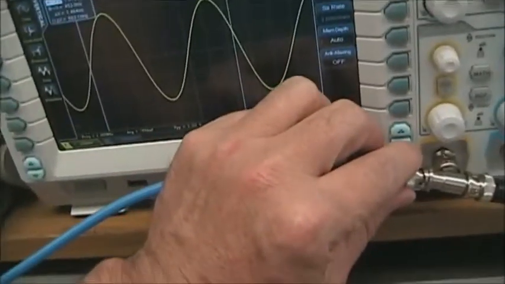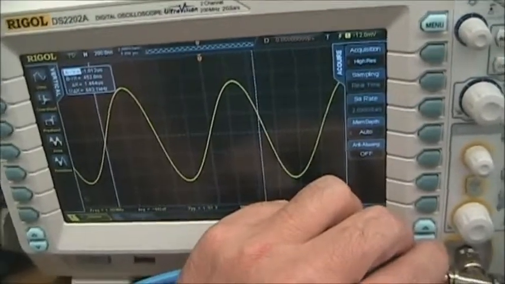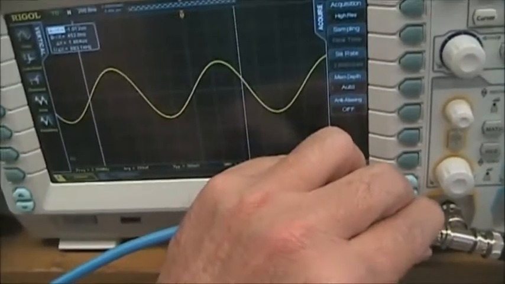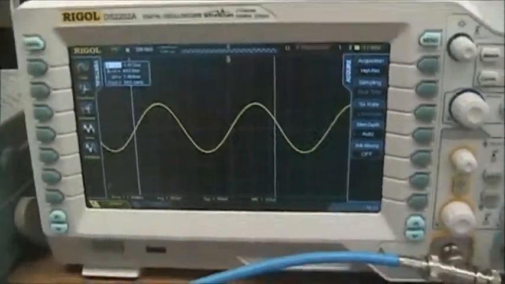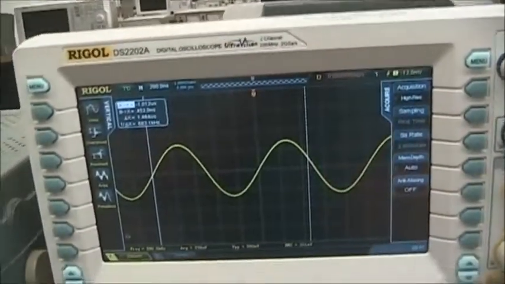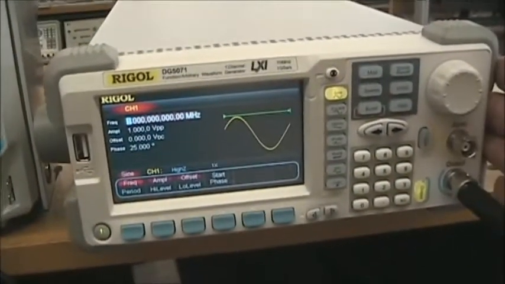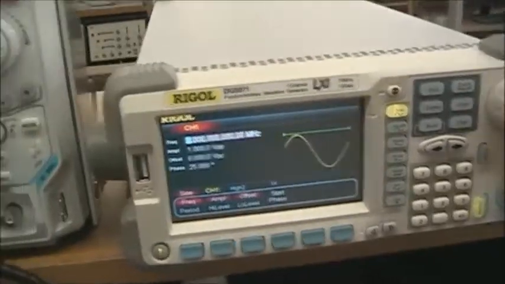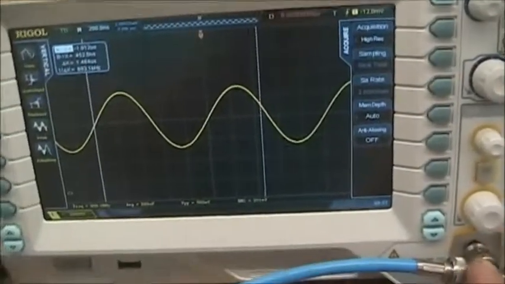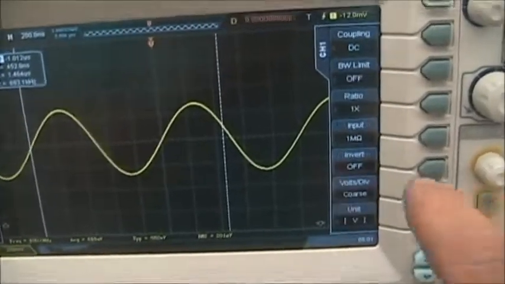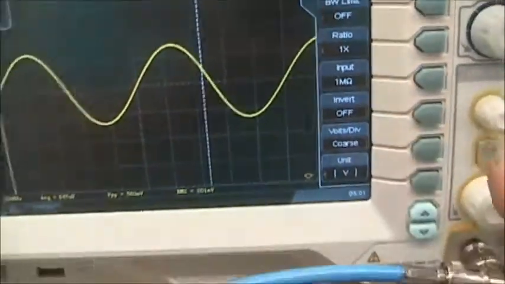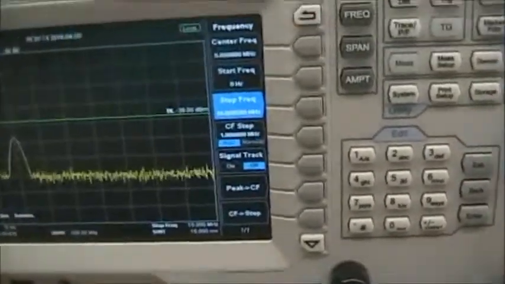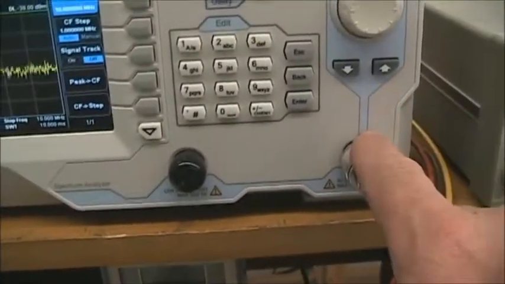I want to monitor the signal on the scope when I connect, and if you notice when I connected, the signal on the scope reduced. So how come it reduced? Well, the signal generator has a 50 ohm output. Now the scope by itself has a 1 megohm input. We've checked that before, 1 megohm input. But the spectrum analyzer always has a 50 ohm input. So the input is 50 ohms.